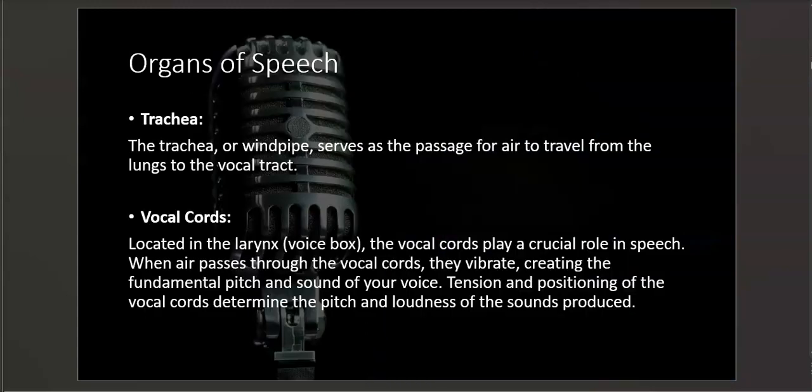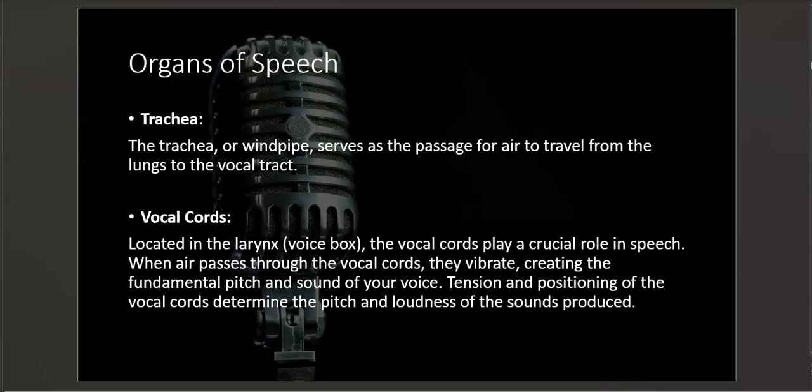Okay, the next one is the trachea. From the lungs, where the air is pushed up to produce some sounds, the air is pushed up to the trachea. So right now here we are in the trachea. My lovely grade 7 students, the other name of the trachea is the windpipe. The windpipe serves as the passage for air to travel from the lungs to the vocal tract. So the trachea is basically just a passage.